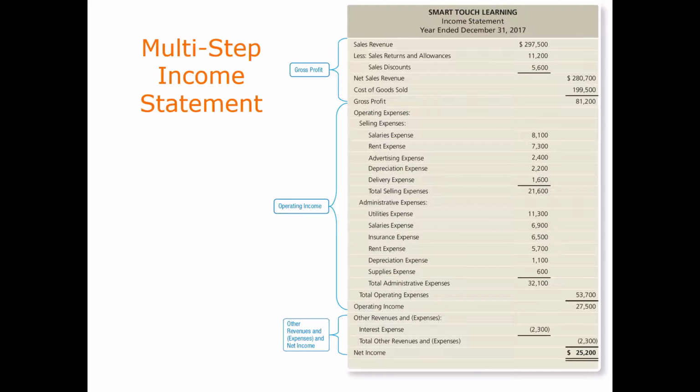We also try and use more than one column for this multi-step income statement. That helps to keep the major important numbers over in the far right-hand column. Here you'll notice these important numbers are net sales revenue minus cost of goods sold equals gross profit minus total operating expenses equals operating income minus other expenses equals net income.